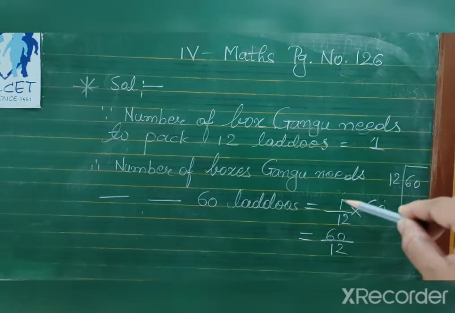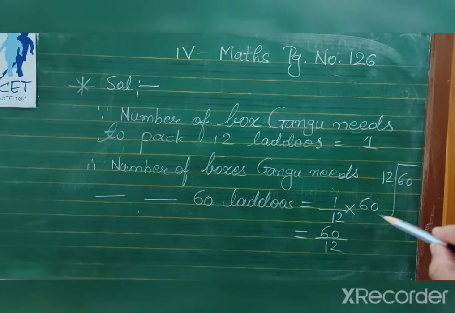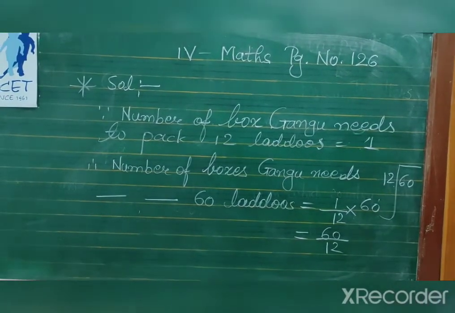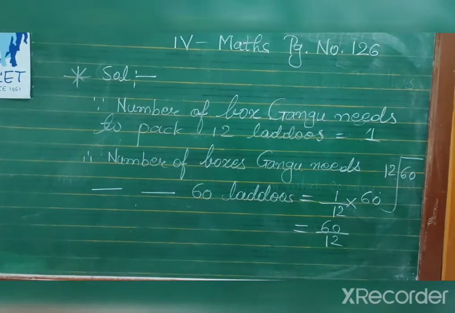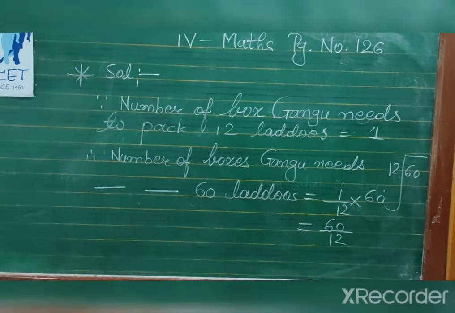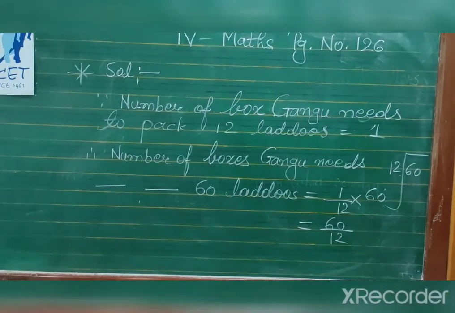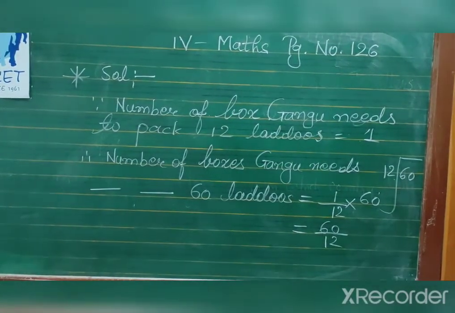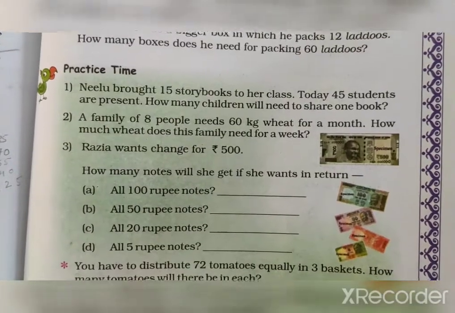This number you will take in the numerator, this you will take in the denominator, and this again you will take in the numerator. So 60 ones are 60. When you divide 60 by 12, division I already taught you, form the table, then you will get the answer. In the statement form you will write, Gangu needs dash number of boxes. In place of the dash you will write your answer. Now next is practice time.